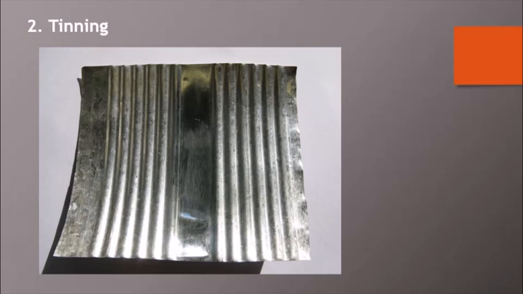The next process is tinning. In this method we use a molten layer of tin. The name is tinning, so we use tin and it is coated over another metal, like copper or brass. This process is called tinning as we are using tin as our coating substance.